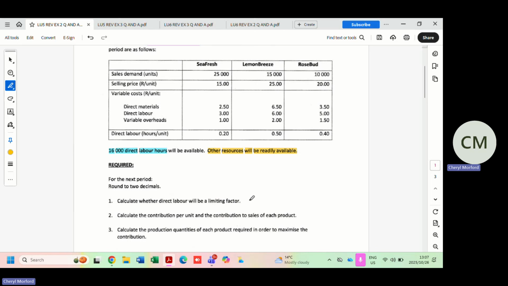If there is not enough labor hours available to produce all of the units as indicated in the sales demand, we need to find out the total number of labor hours that would be required in order to make the maximum units of each of the 3 soaps, and compare that to the number of hours that are available. If we need more than there is available, we will say it's a limiting factor. If we have sufficient, then no.